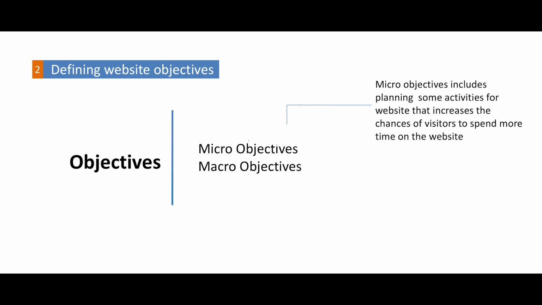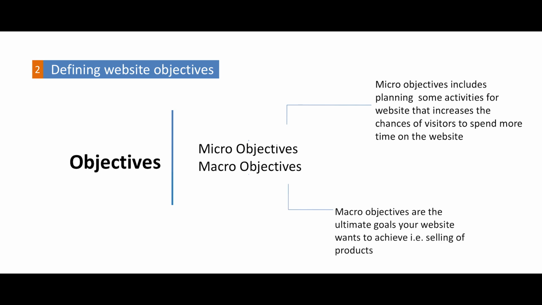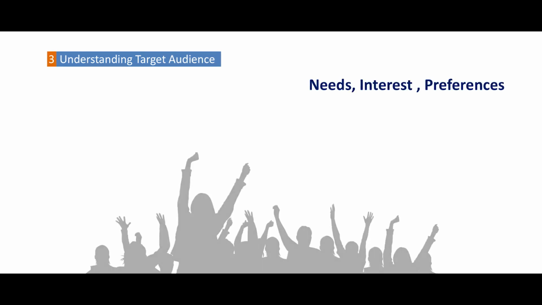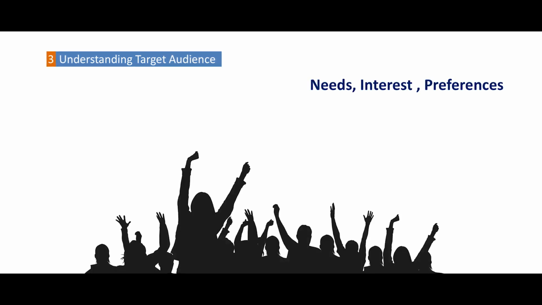What are macro objectives? Macro objectives are the ultimate goal your website wants to achieve. For example, selling of products or services, asking for free trials or queries. Once the goal of your website is identified, then pinpoint your target audience and try to understand what their needs and interests are, and how you can provide relevant information to them.